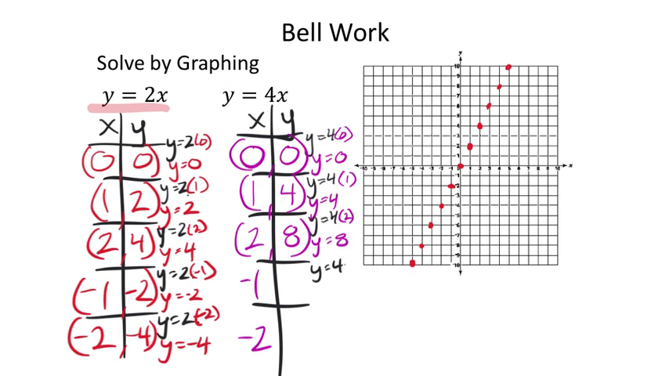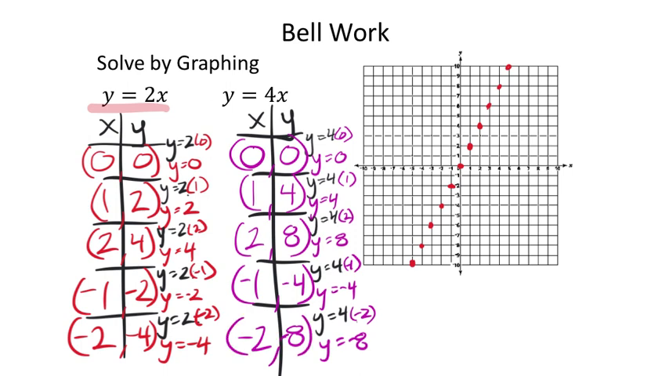So y equals 4x now for negative 1. Replace the x with negative 1. And then your y value is negative 4. So negative 1, negative 4. And then last of all, y equals 4x. But we're going to replace the x with negative 2. Then y equals negative 8. So we have the ordered pairs now that we can put on the graph.